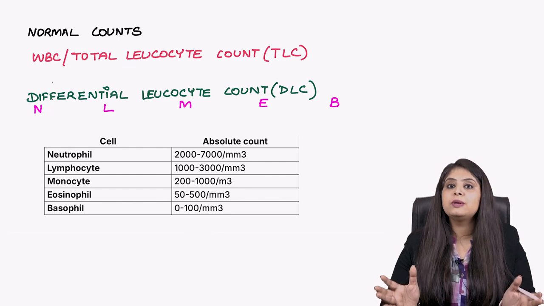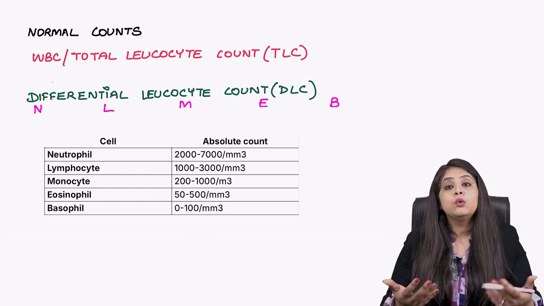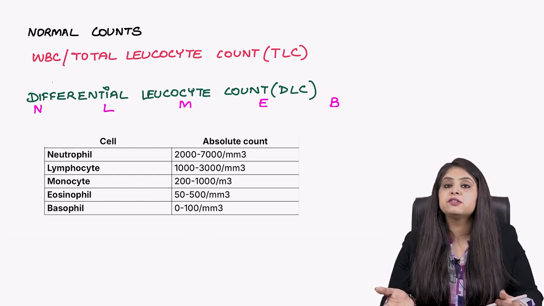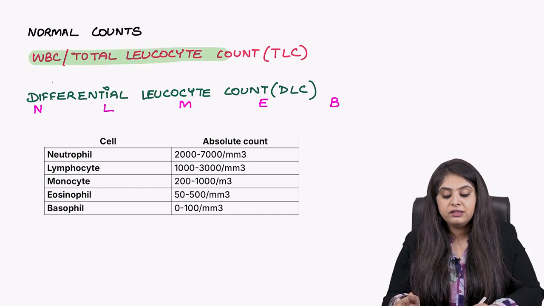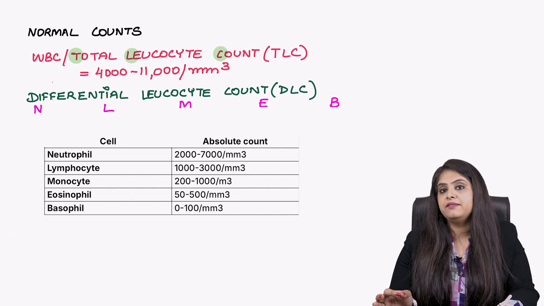If today I want to get a blood test done, forget the bone marrow, I want to get a blood test done from my venous blood, what are the cells that I'm going to find? So let me first know the normal count. How many total cells will you find? Total leukocyte count, written as TLC, total WBC count, is 4K to 11K. That is 4,000 to 11,000 per cubic mm.